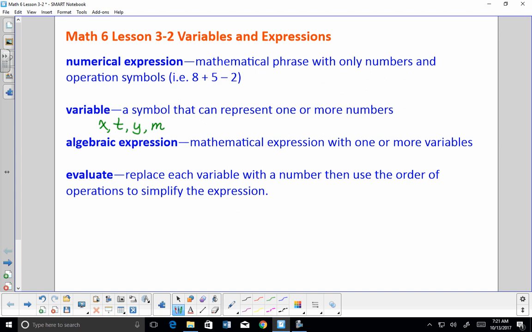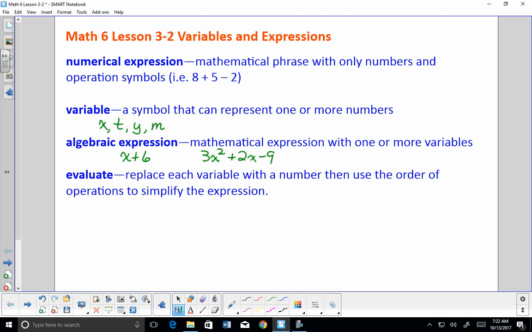An algebraic expression is a mathematical expression with one or more variables, like x plus 6, or 3x squared plus 2x minus 9. Those are mathematical expressions. Notice how they do not have an equal sign. That's what makes them an expression and not an equation.